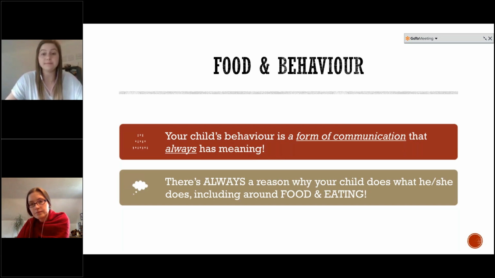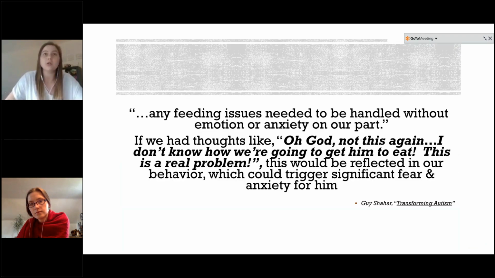that situation. And there's this quote here from Guy, our CEO, saying that any feeding issues needed to be handled without emotion or anxiety on our part. So if we had the thought of, oh no, I don't want to go through this again, I don't know how we're going to get him to eat this meal, this is such a problem, this is going to be reflected in our behavior as a parent, which could then trigger something for the child. So this is a very important thing to touch upon, because I think that a lot of the times we don't realize how much our child is picking up on our energy and our behavior.